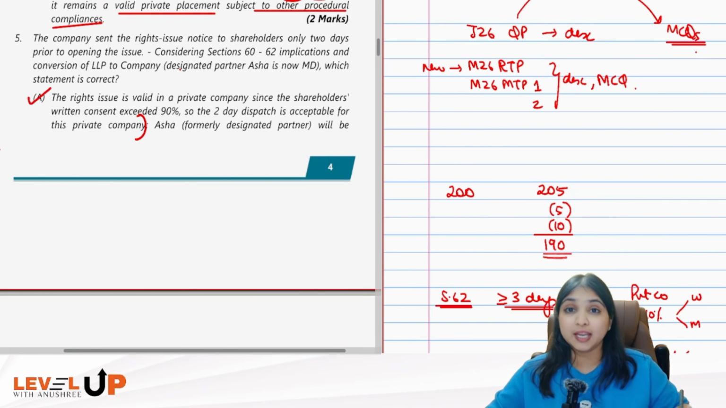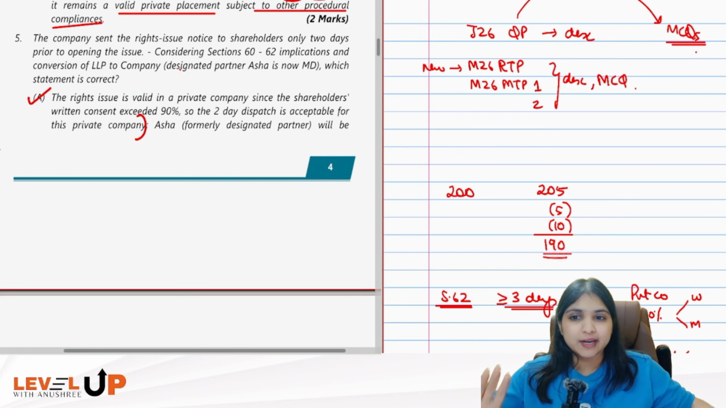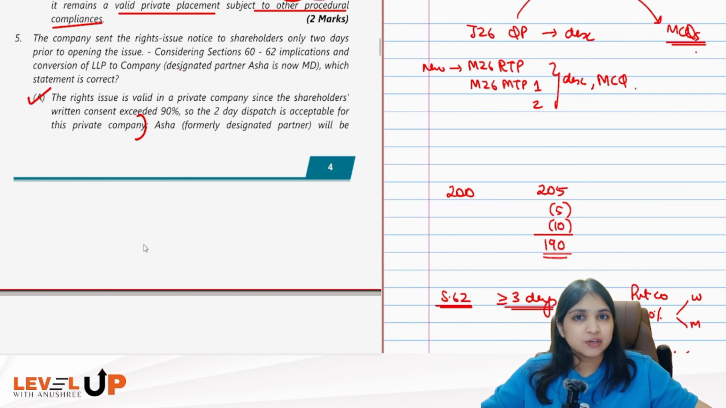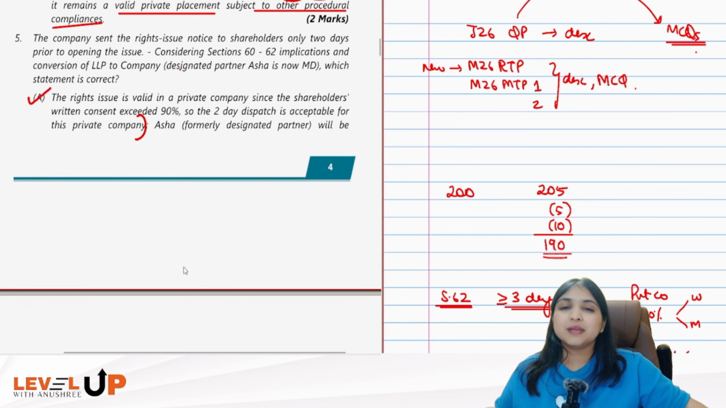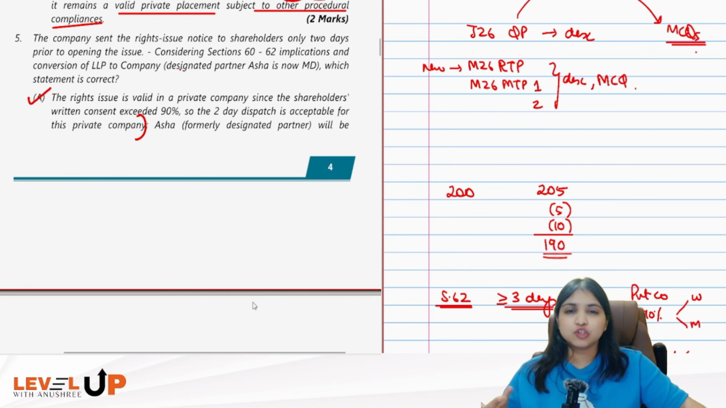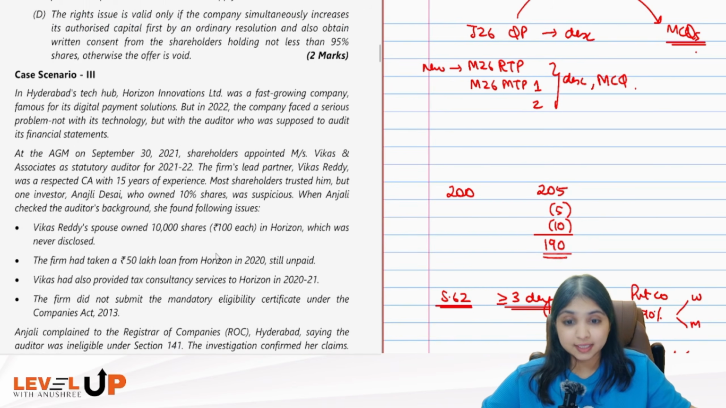Correct. So option A. So point number 1, the rights issue is valid because we have the consent of 90% of the members. And secondly, earlier, Asha was designated partner, so she was responsible for legal compliances. Now that the LLP has gotten converted into a company, she's a managing director and now she will continue to be liable for compliance issues. Now, come on, let's come to the third case scenario.